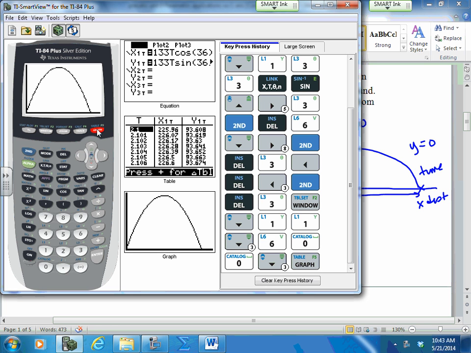So we graph it, we can see your parabola. If you need to adjust your window, adjust it. Your time is what's going here. This is your time. This is your X, your horizontal distance.